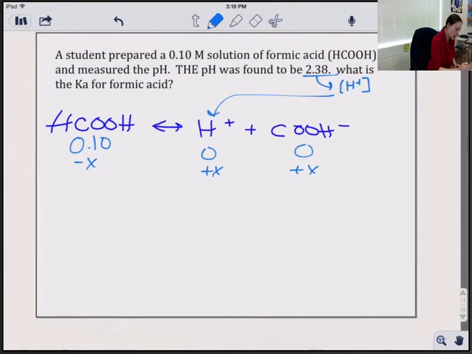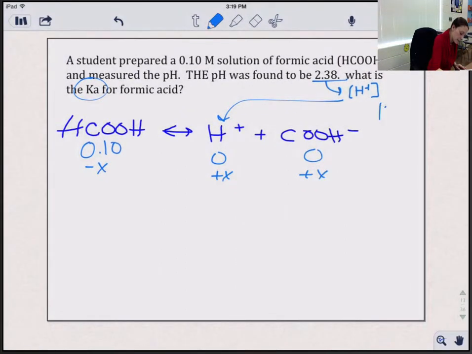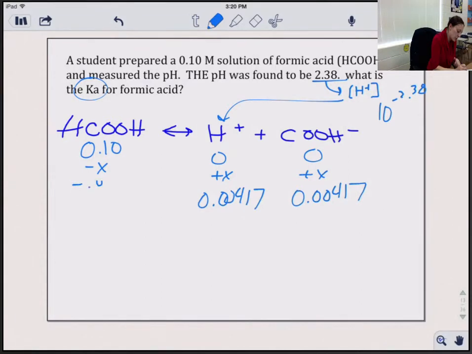Okay, really all I want is the Ka. All right, so I need to first figure out what my H plus concentration would be. Well, that's what we're doing, 10 to the negative 2.38, which will tell me that that's going to be 0.00417. Well, if that's 0.00417, this one's 0.00417. Which means my shift here is going to be minus 0.00417, which means I'm going to be left over with 0.00958.